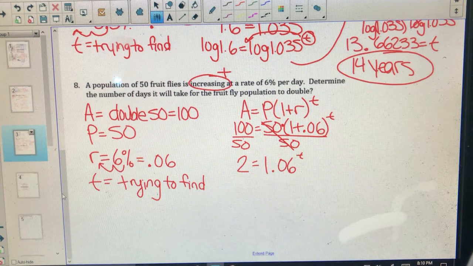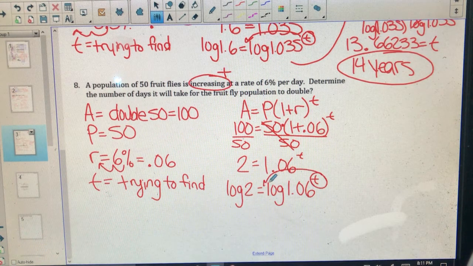Now to get that T out of the exponent, here's why I need logs. So on both sides, I'm going to write the word log in front of what's already there. Log of 2 is equal to the log of 1.06 to the T. And the whole purpose of taking the log was to move the T out of the exponent. So I'm going to take that T and move it down. So now I have the log of 2 equals T log of 1.06.